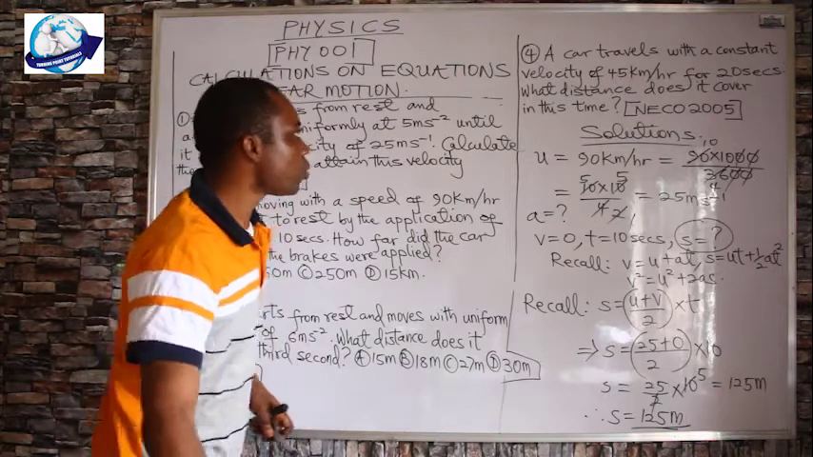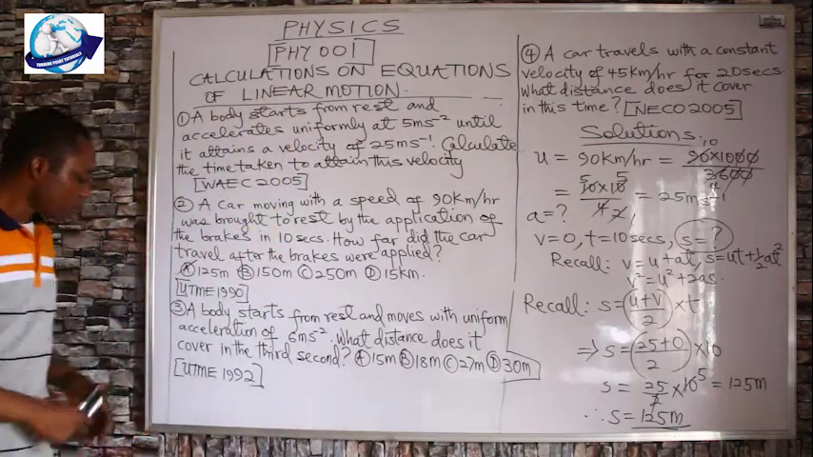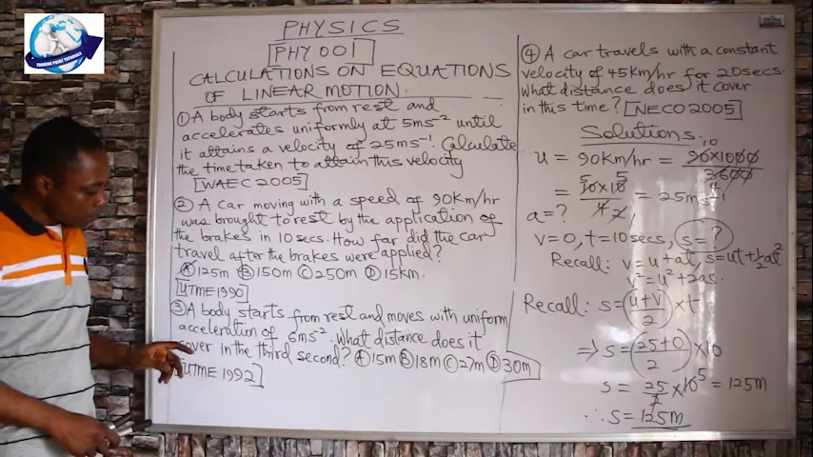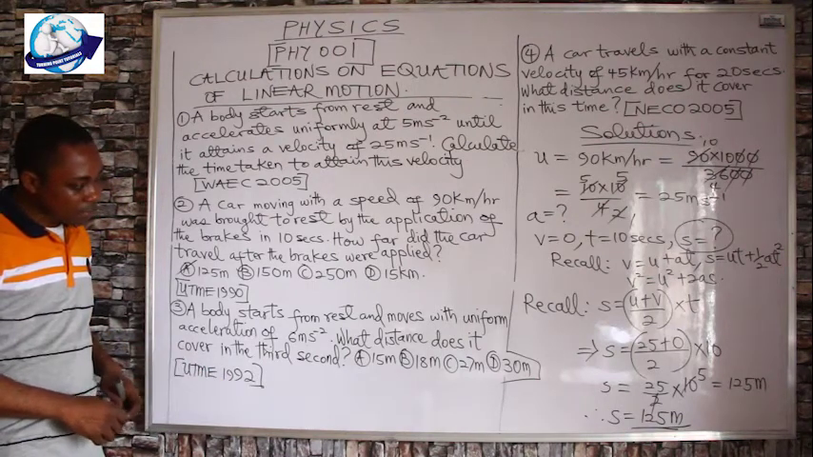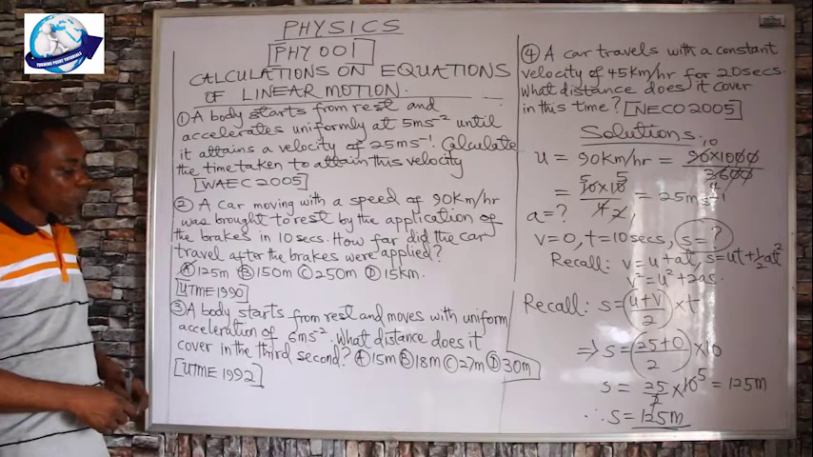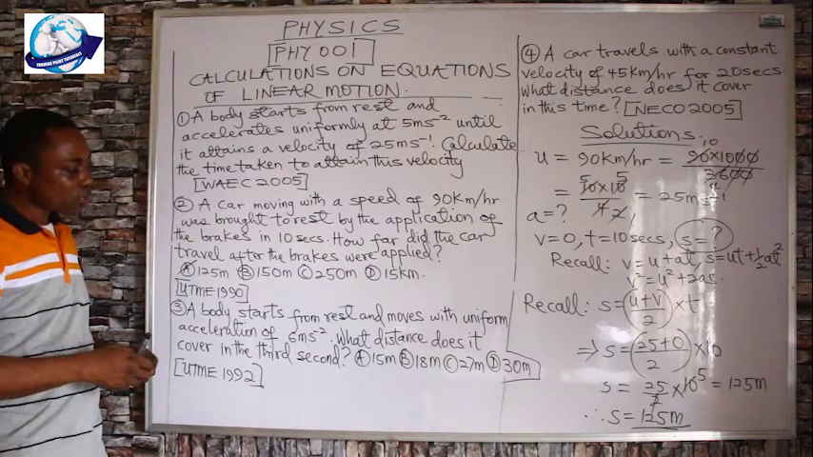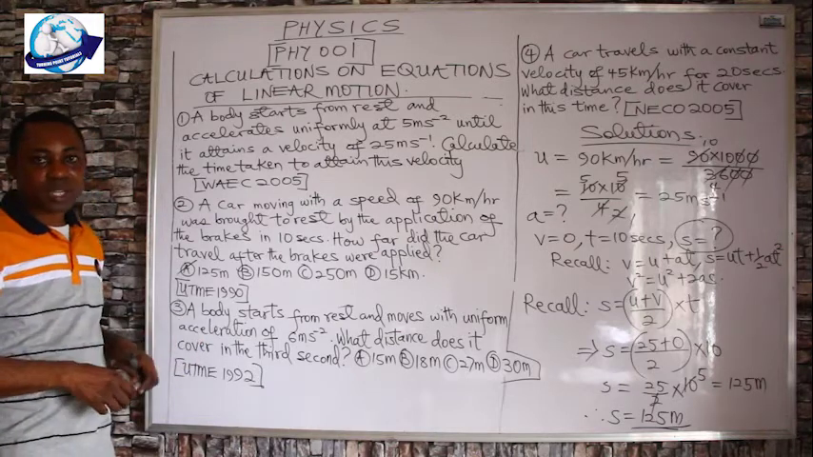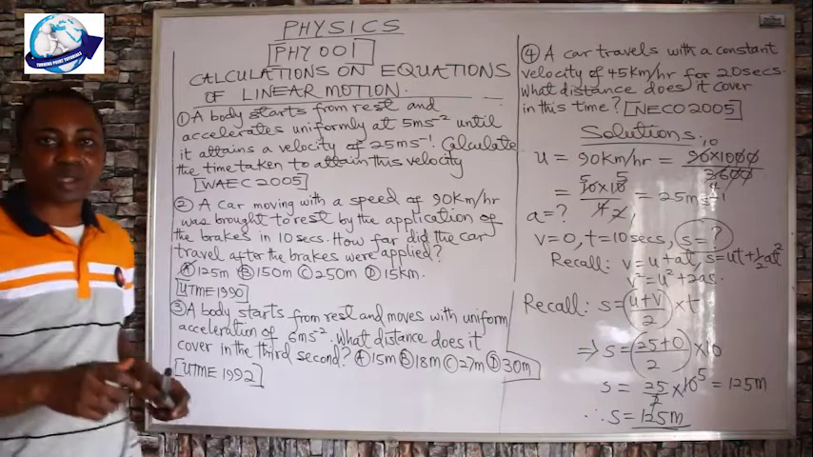Then the next question. Number 3. This is from JAMB question, UTME 1992. They said the body starts from rest and moves with uniform acceleration of 6 meters per second squared. Then the question is, what distance does it cover in the third second?